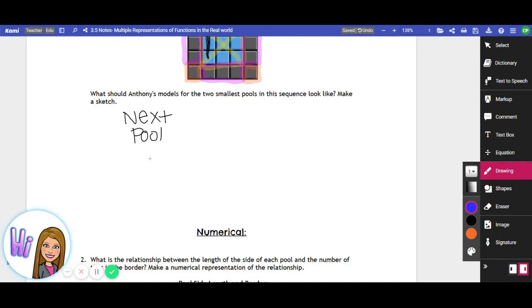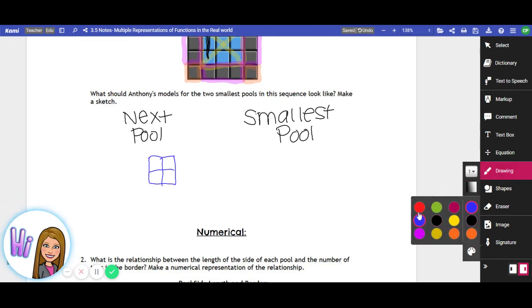So if I start with 2 of these, that would just be the pool. And then if we went to even the smallest pool, we can't go much smaller, but we could do a length side of 1 by 1, which would just be this. So we would still need to add the borders around it, which we will do in just a moment. But those would be the actual pools.